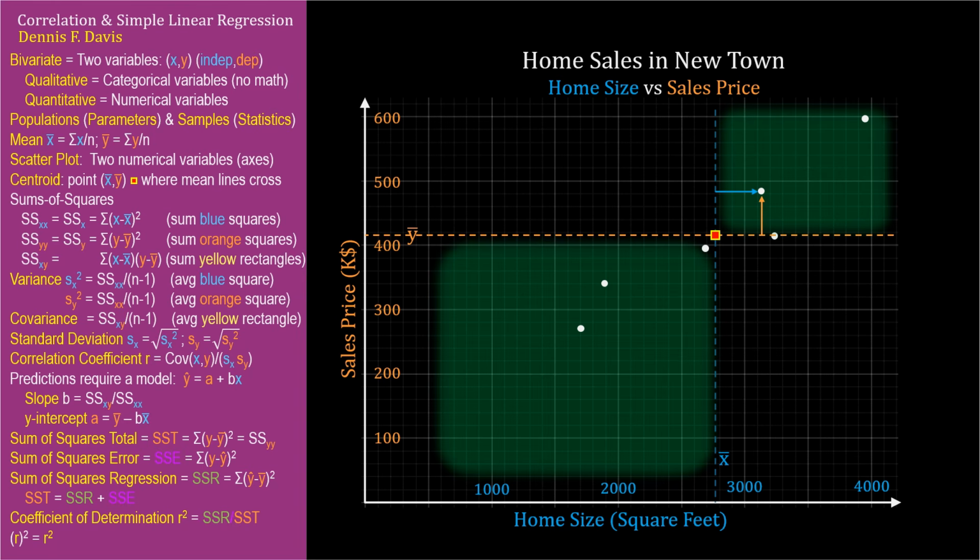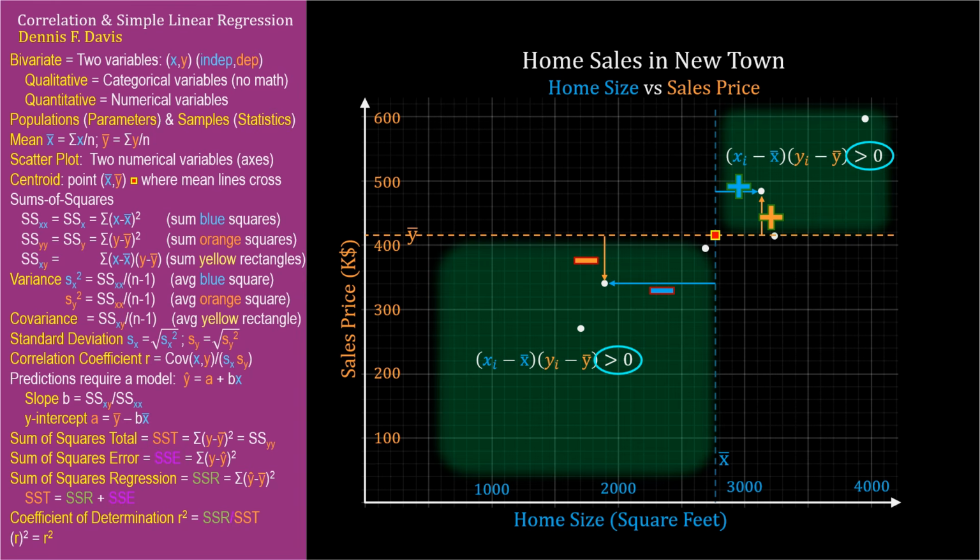So the numbers we multiply to get our yellow covariance rectangles are both positive, and x minus x bar times y minus y bar is greater than 0. And in the lower left quadrant, both differences are negative. But since negative times negative is positive, the product x minus x bar times y minus y bar will also always be greater than 0. So the yellow covariance rectangles for data points in these two quadrants contribute positively to sum of squares xy.